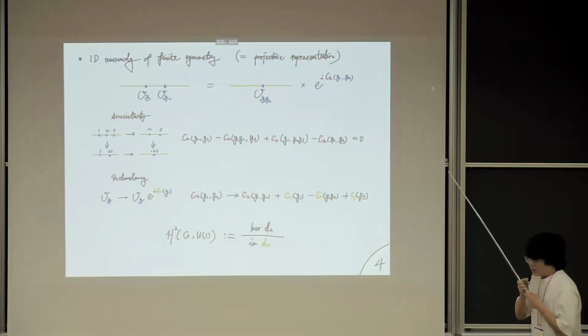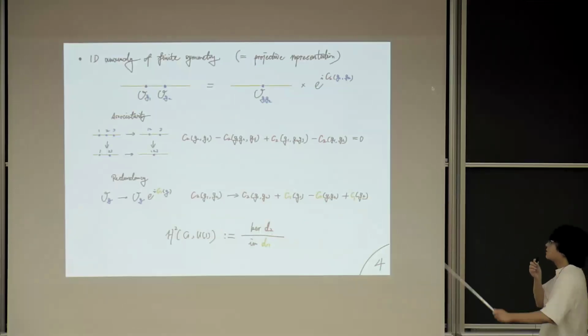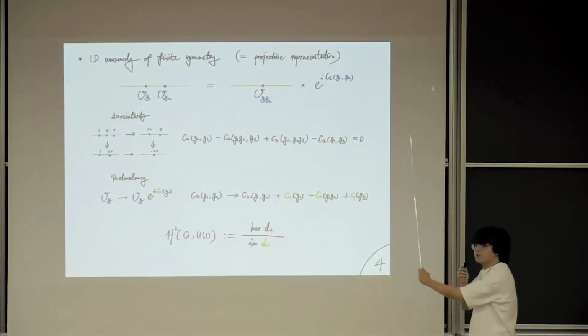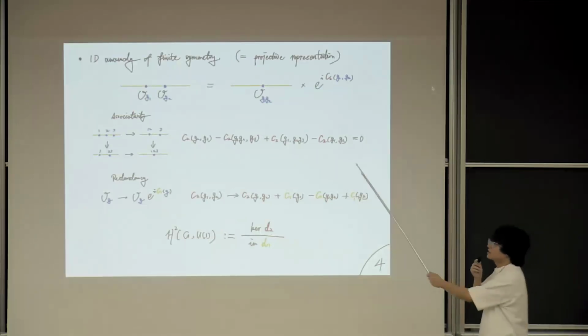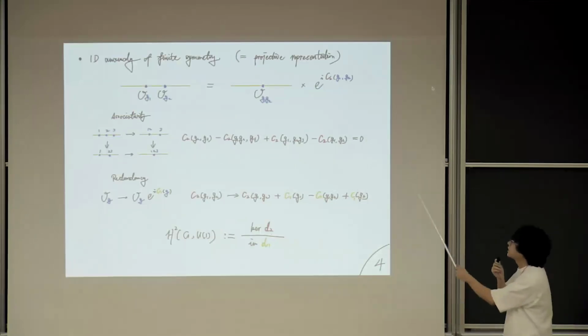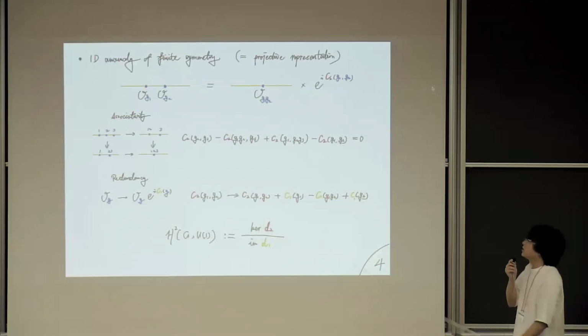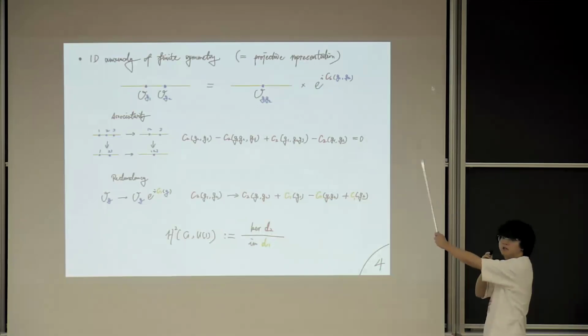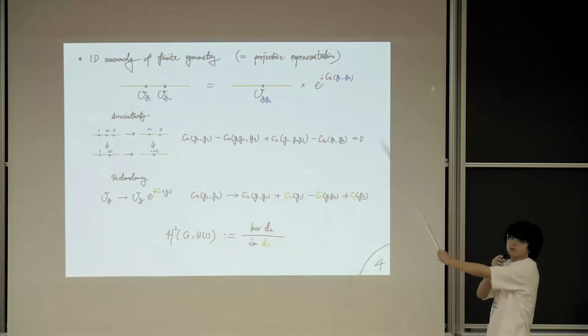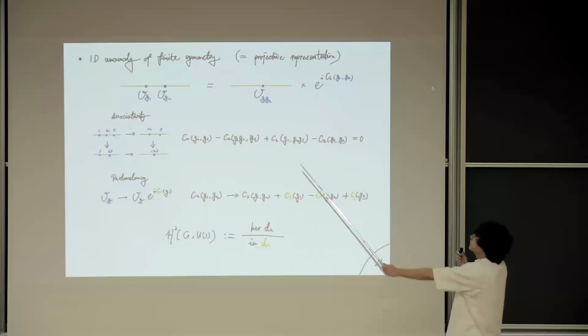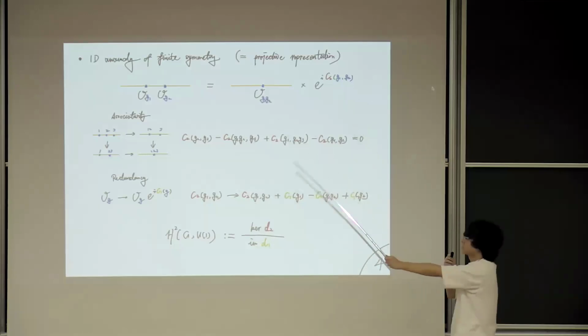Let's go back to the most elementary level. Let us consider a one-dimensional system, which means we just consider quantum mechanics. We consider the anomaly of some finite symmetry in a quantum mechanical system, and we know that it should be given by a projective representation. What does it mean? This yellow line is our space-time, here of course just time.